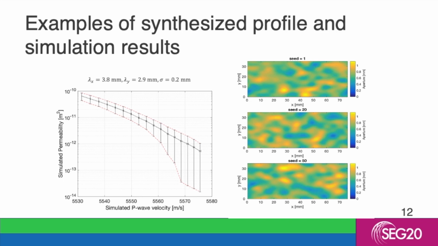So this is an example of the simulated permeability and velocity profile using the true roughness parameters 3.8, 2.9, and 0.2 millimeters. On your right, you can see how the generated aperture looks for different randomness seedings, but all of them share the same roughness parameters. In the profile here, the solid line represents the mean of all the realizations, while the error bar shows the one standard deviation discrepancy for permeability and velocity respectively. We can see that most of the discrepancy shows up in the permeability instead of the P-wave velocity, which has really minor uncertainty.